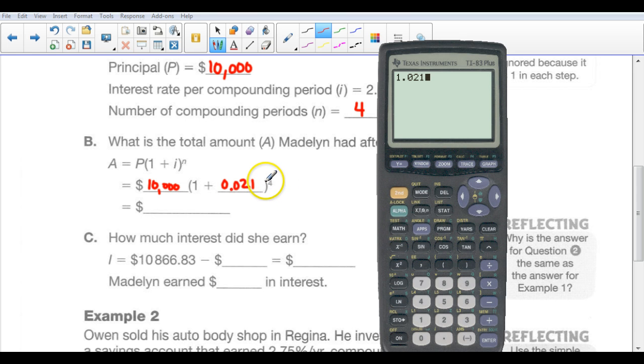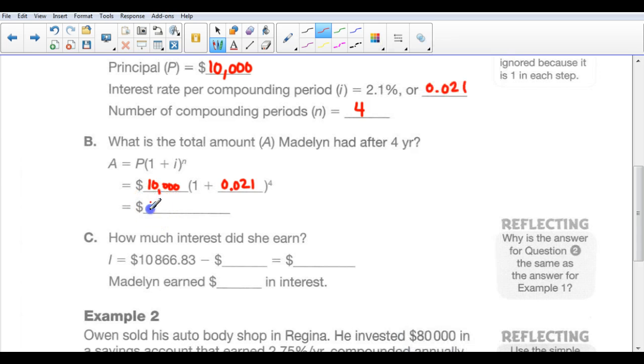Then we have to do exponents because we follow BEDMAS. B is brackets, E is exponents. So now I'm going to put it to the exponent of 4, and I get this decimal right here, 1.086683, etc. Then I multiply it by my principal, times 10,000. And I get an answer of 10,866.83.